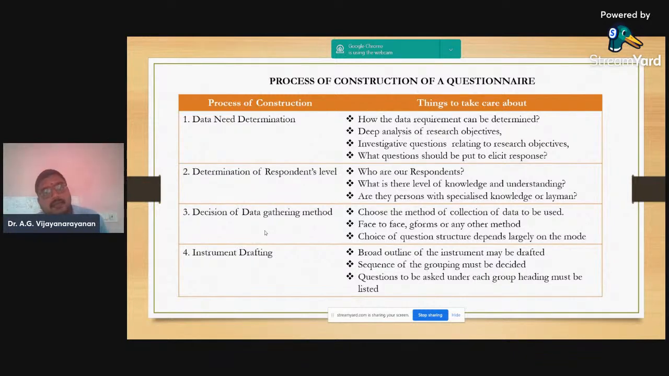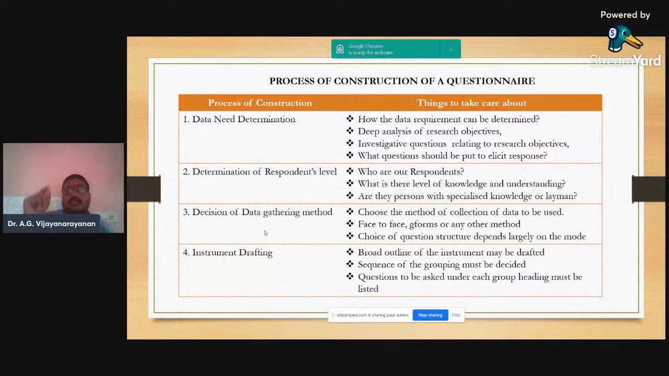How can you determine? By deep analysis of research objectives. Based on the title of the study, you will come up with your research objectives. Those research objectives will give a vision or insight into what questions you should ask. Then there are some investigative questions which may answer your research objectives.